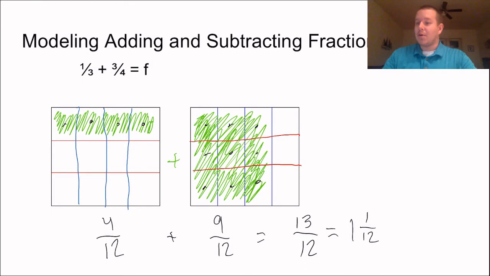If I were to move over 3 of the shaded in green squares from the left rectangle to the right rectangle, I would have 1/12 remaining and one that's completely shaded in, okay? So that's an example where we are adding them. Let's look at one where we are subtracting them.